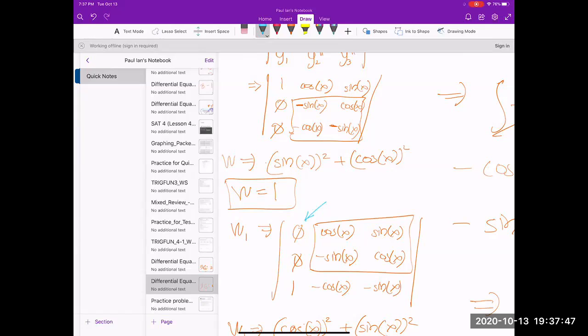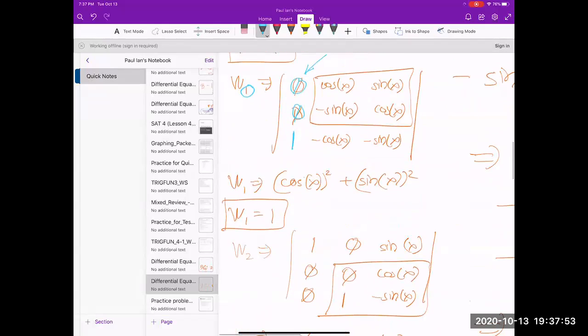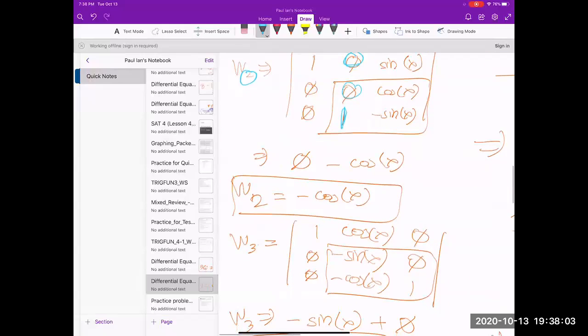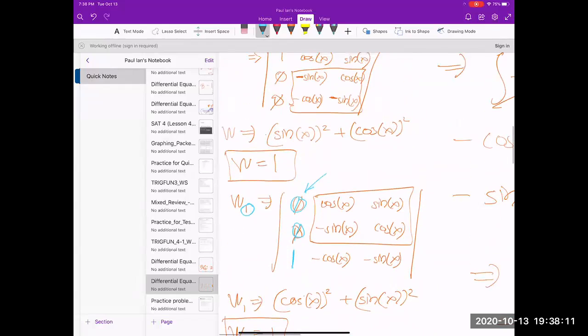This right here is for the first one. Every time you do the first one, you zero it out. You put a 1 right here. The next one, W2, you zero it out and you do the whole thing. It's a little weird, like I said. And then the W3, you zero out the column right here, and that's it.